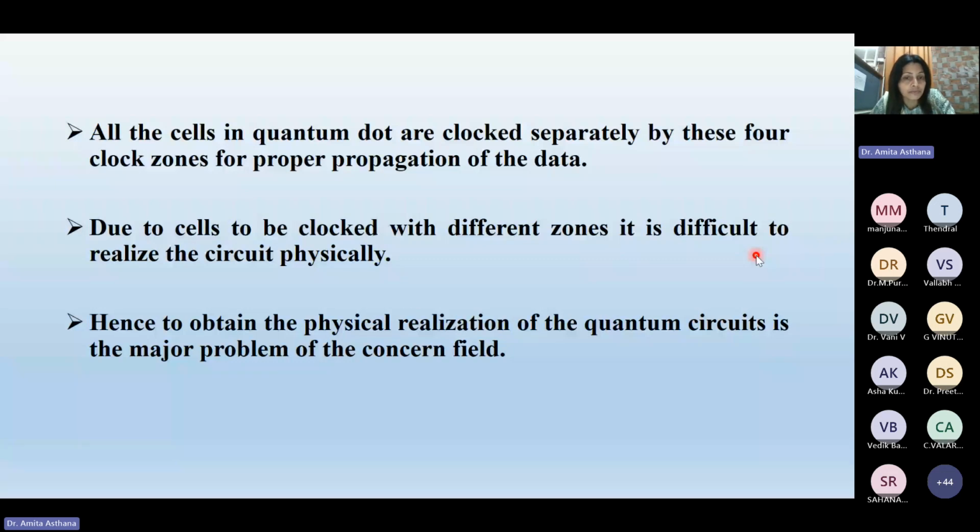So the solution is only one: physical realization of the quantum circuit is only possible if we can adopt a 2DW clocking scheme.